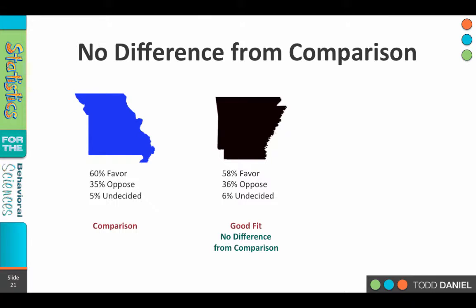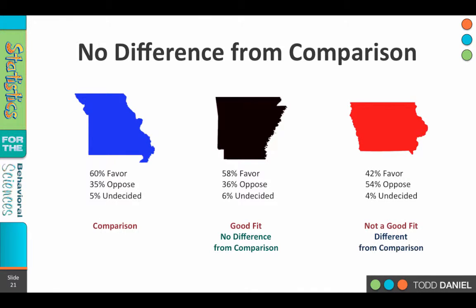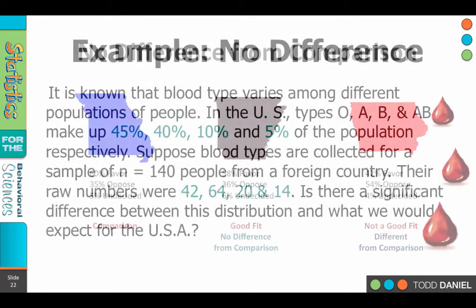When we take this same survey from Iowa, we find that 42% favor, 54% oppose, and 4% are undecided. Is that a good fit? It is not, because the proportions in Iowa are different. They're going the opposite direction. So this is not a good fit. It is different from our comparison values.